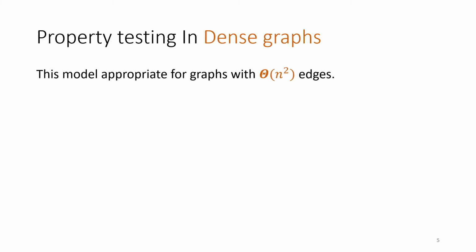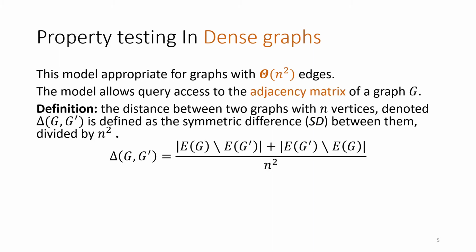Our talk is about the dense graph model. As its name suggests, the objects studied in the model are undirected dense graphs. By dense, we mean theta of n squared edges. The queries in this model are vertex pair queries. A single query asks if a pair of vertices u, v are adjacent.